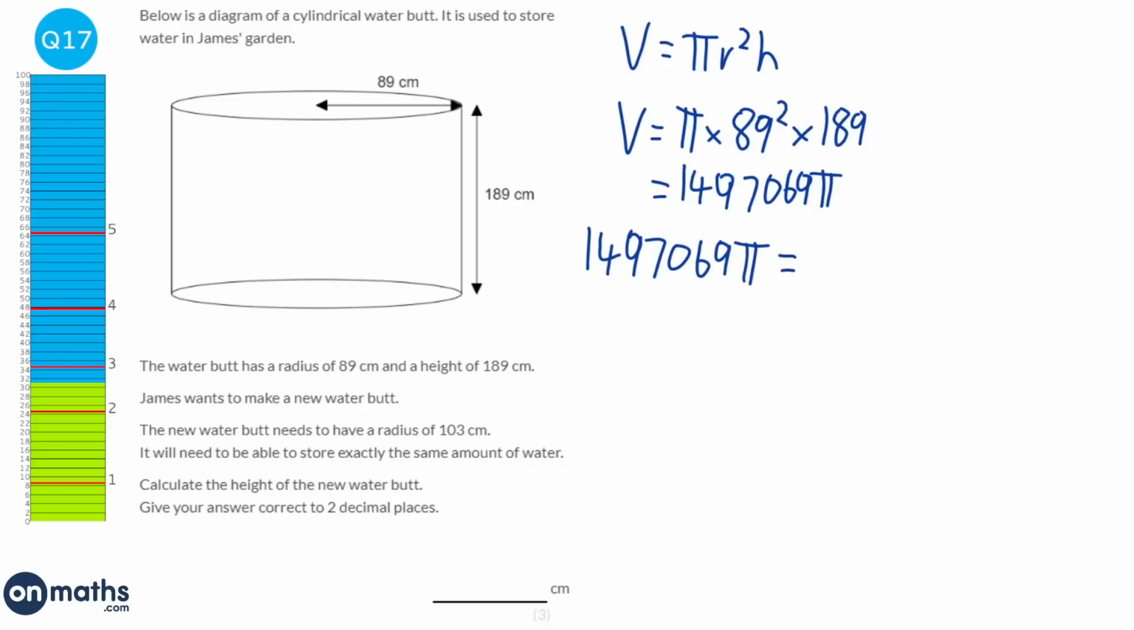But we want the radius to change. So instead of the radius being 89, we want the radius to be 103. So times 103 squared. And we're trying to work out what the height is. Okay, so first thing we can do actually is just cross off the pi's from both sides. We don't really need them at all. And then we can get our solving lines in, and we can divide both sides by the 103 squared.